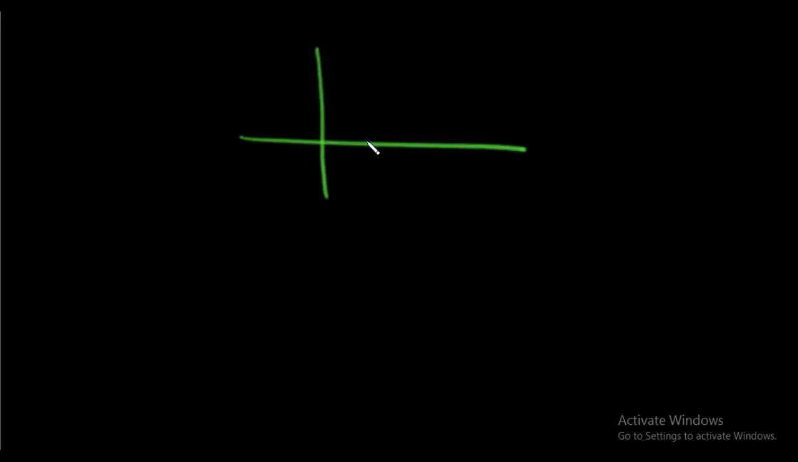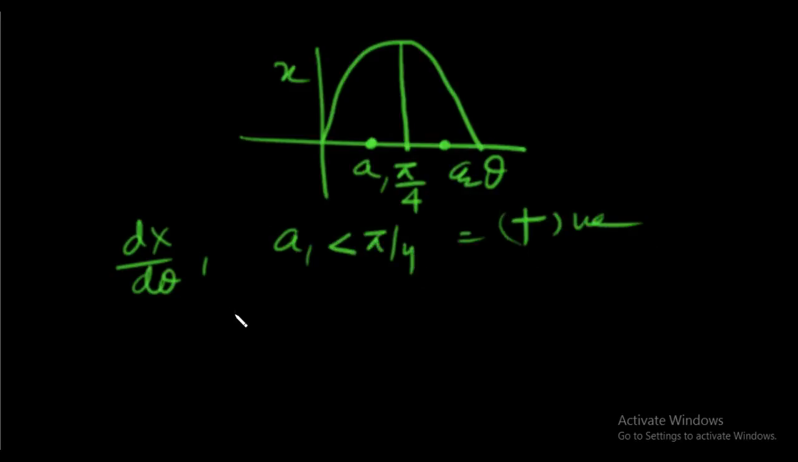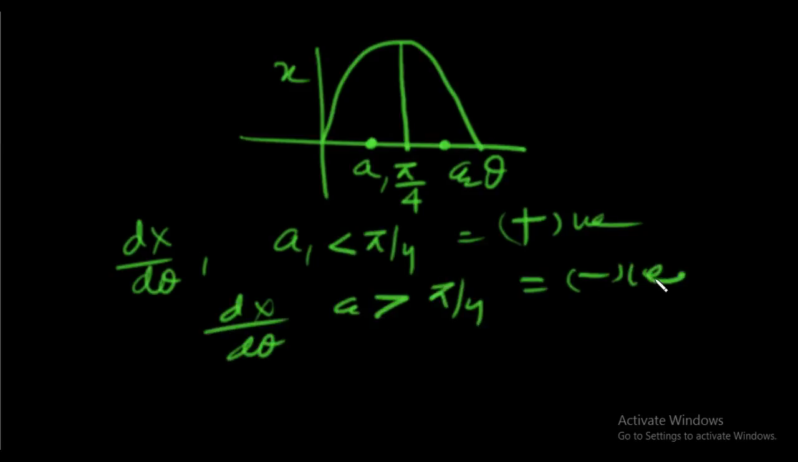Say for example, this is a curve. This is x and this is theta. So for example, we got the maximum value at pi over 4. We take a quantity here and we take a quantity here. If this has to be maximum, the curve's slope, dx by d theta, when a is less than pi by 4, has to be positive, and dx by d theta when a is greater than pi by 4 has to be negative. Only then this quantity will be maximum.